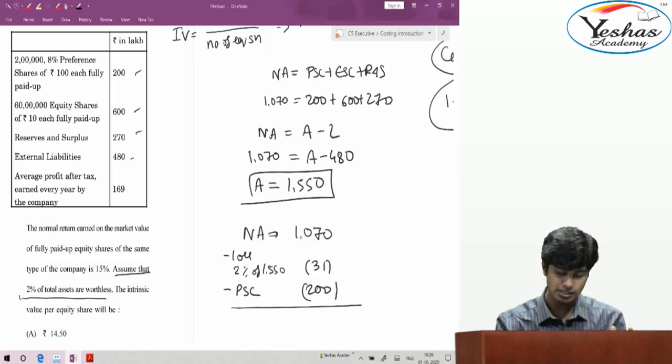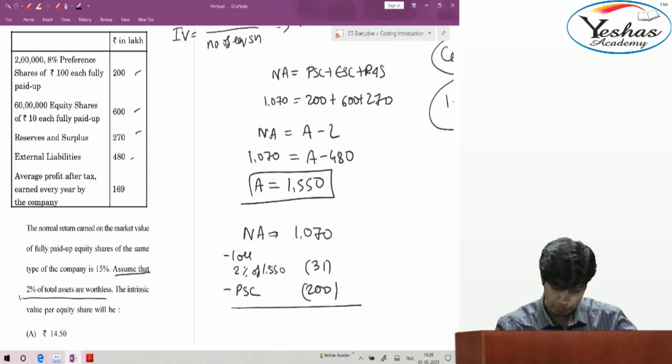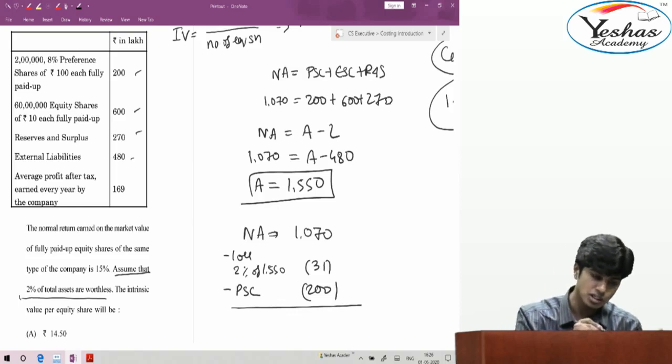So I'll write just 60. So if I divide, how much will be my intrinsic value? 839 divided by 60, I'll get 13.98 as my intrinsic value. So this is the answer.